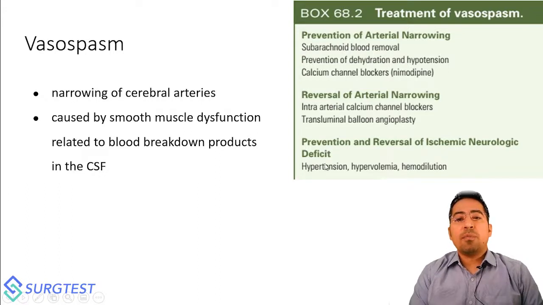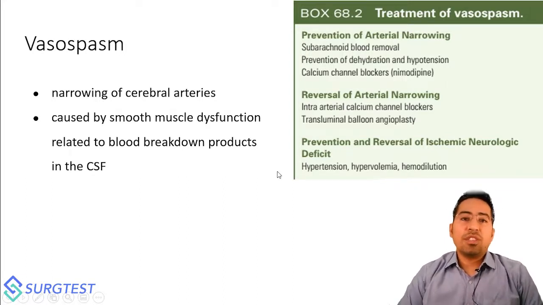You can reverse the ischemic neurological deficit by maintaining optimum circulation, by maintaining a slightly hypertensive environment with hypervolemia and hemodilution. This will ensure that there is good supply to the ischemic areas of the brain, and also good oxygen delivery.